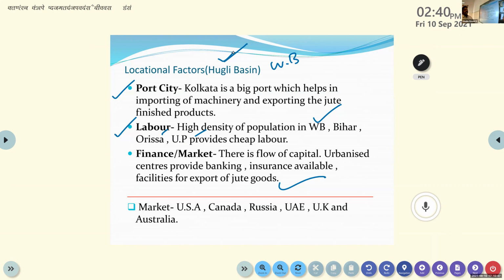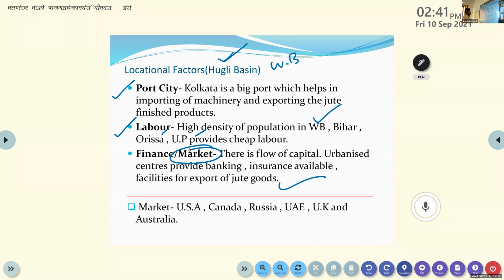Okay, next one, finance and market. We know that capital investment is necessary for any industry. So the city called Kolkata basically provides good banking facilities for the jute producers, or jute mill owners, and at the same time insurance also, and the port city helps the producers export these jute goods to other countries. That's the market, selling these goods. Clear or not? Within the domestic market, these jute producers are able to sell the product, and at the same time the international market is also there.